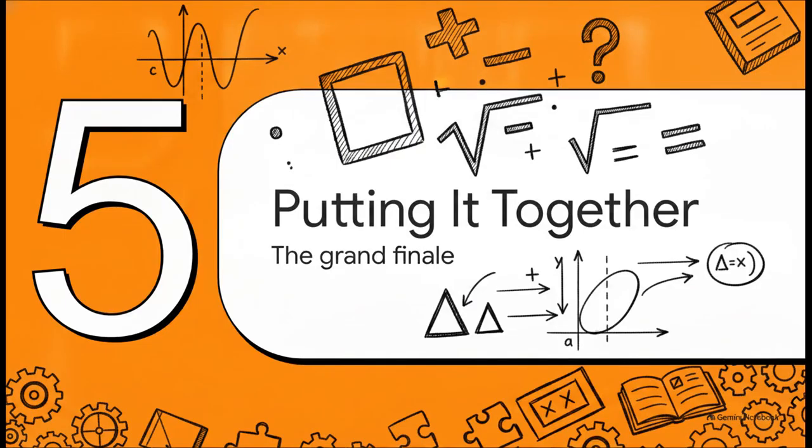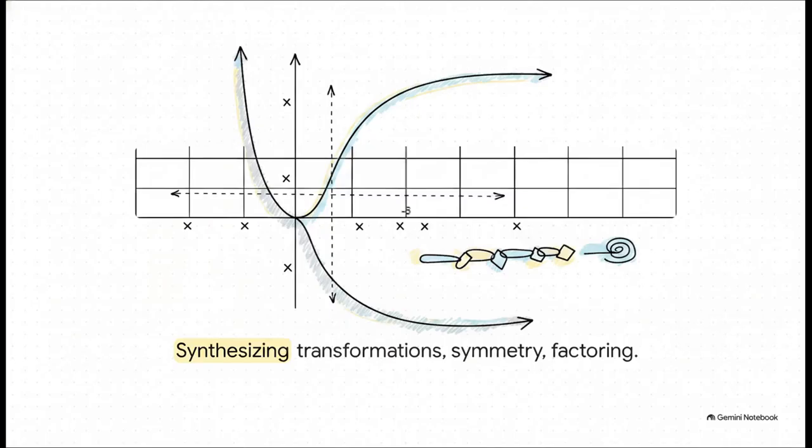Okay, we've reached the final stage. Let's see how all this builds in section 5, putting it all together. Behold the grand finale of the exam, the blank grid. This is usually the highest valued question on the whole test. You'll be given a complex polynomial equation and asked to sketch it in detail. And this is exactly where we synthesize everything.